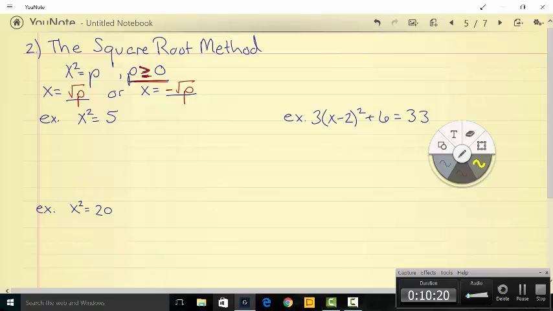So as an example, just real quick over here, if I were to say x squared is equal to 4, well, to get rid of the square, we square root.